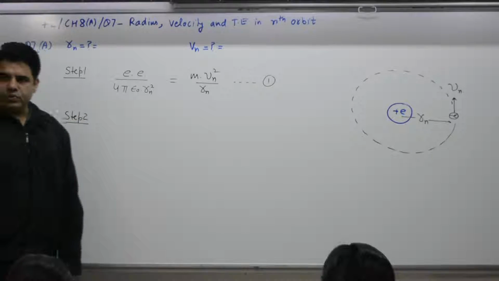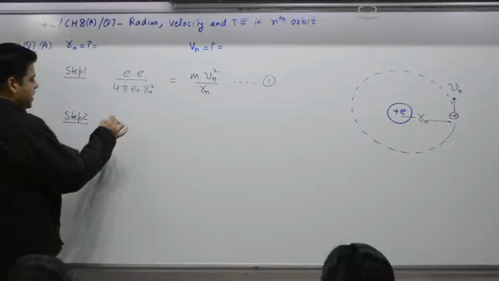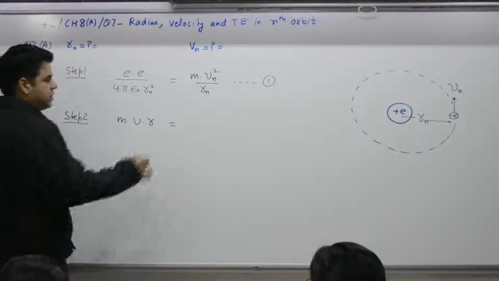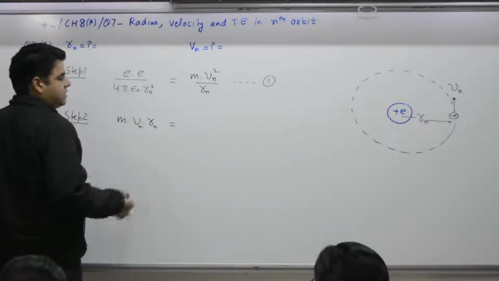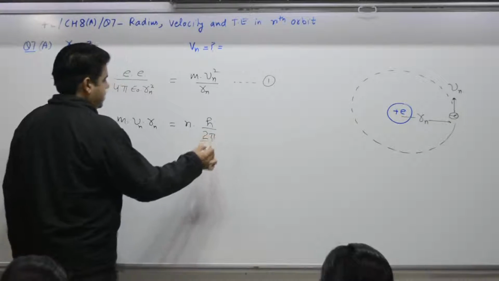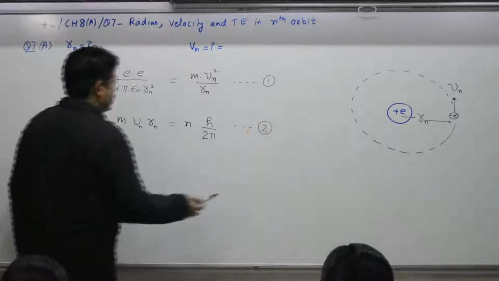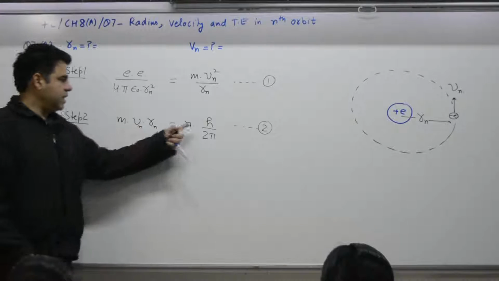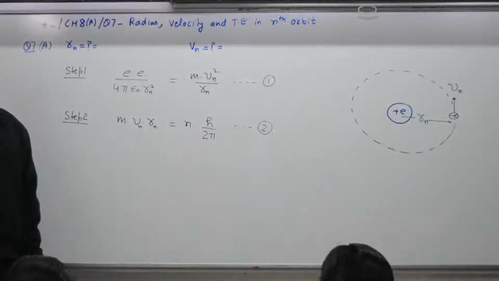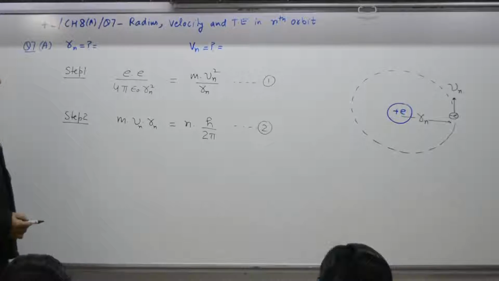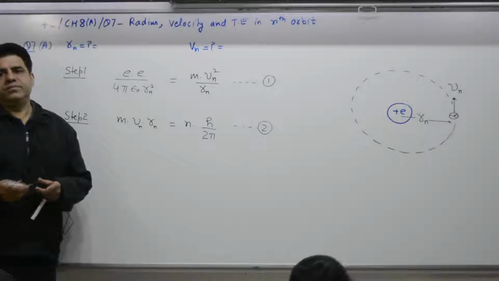This equation was a breakthrough: Bohr's postulate. mvr, the angular momentum in the nth orbit, is n times h by 2 pi. Now, in this one, again Vn and Rn are the two unknowns. The rest, m, h by 2 pi, n, everything is known. Now you have two equations and two unknowns, Rn and Vn. Find Rn and Vn.